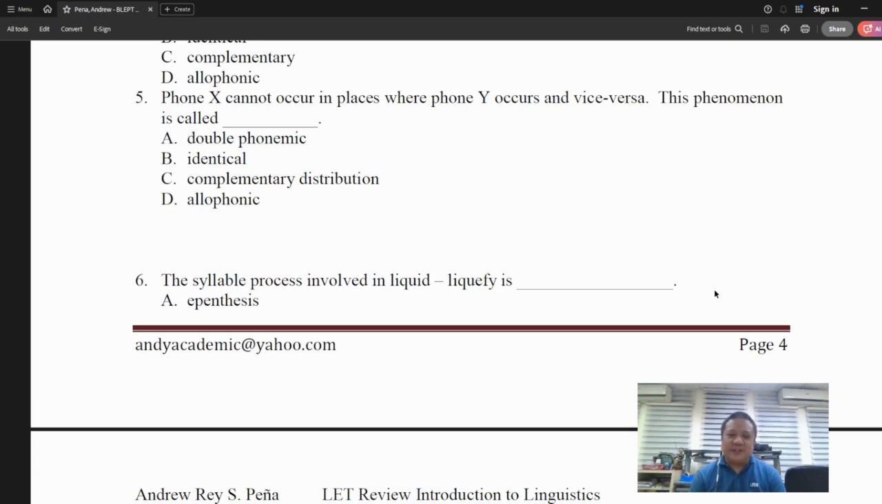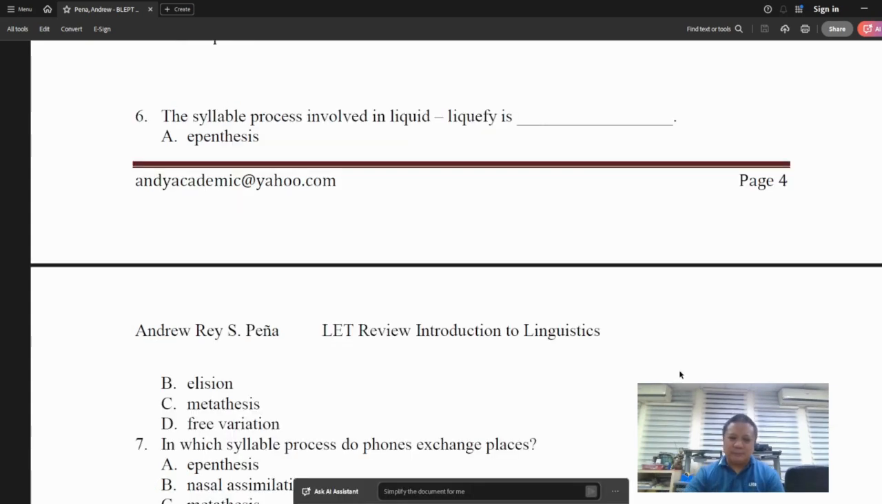Number five, phone X cannot occur in places where phone Y occurs and vice versa. This phenomenon is called A, double phonemic. B, identical. C, complementary distribution. D, allophonic. The answer is C, complementary distribution. When Superman is there, Clark Kent is not. When Clark Kent is there, Superman is not. That's complementary distribution. That's the classic illustration that I use.